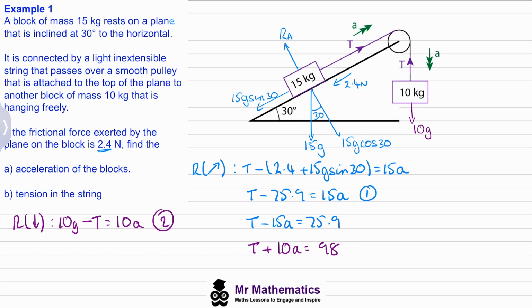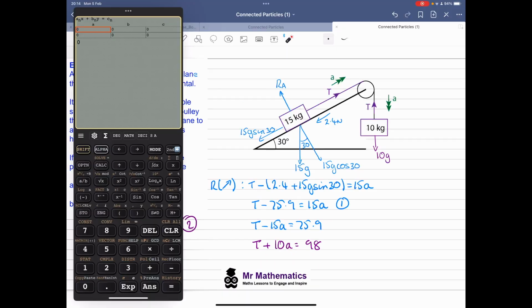Then we can solve these two using our calculators. If we put in our coefficients, tension's got a coefficient of 1, the acceleration is negative 15, and the constant is 75.9. For equation 2, coefficient of 1, 10, and 98. So we can see that the tension is 89.16 newtons and the acceleration is 0.884 meters per second squared.